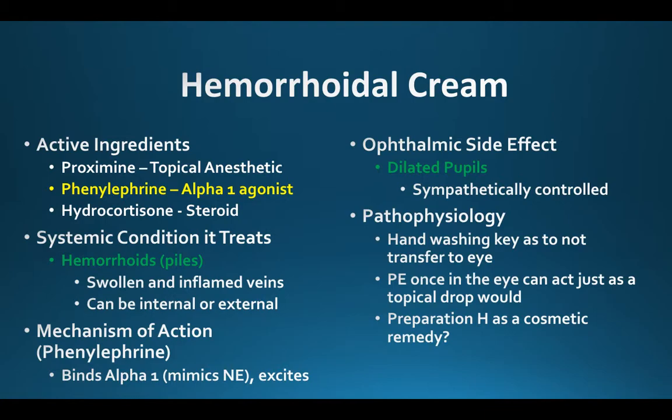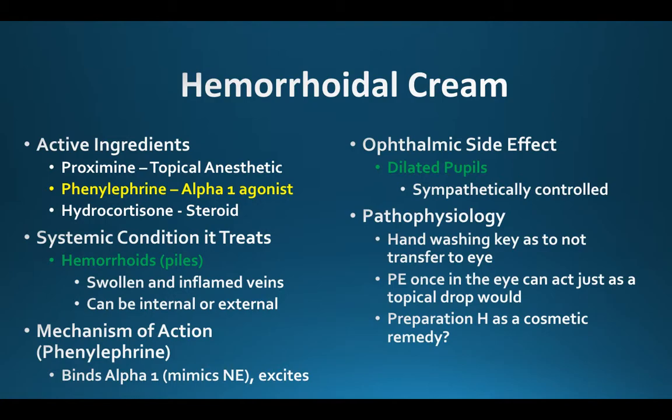The systemic condition it treats is hemorrhoids, also called piles. They're swollen and inflamed veins in the anus and lower rectum. They can either be internal or external. External can be visualized without endoscopy, and it can result in painless bleeding during defecation. Also, they can cause itching and discomfort. Common causes of hemorrhoids are obesity, pregnancy, and low-fiber diets.